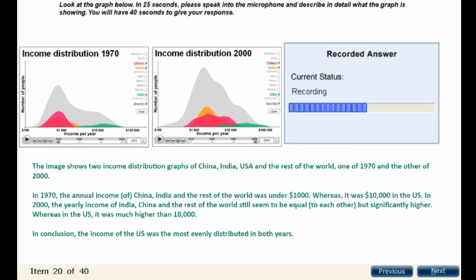In 2000, the yearly income of India, China, and the rest of the world still seemed to be equal but significantly higher, whereas in the US, it was much higher than 10,000. In conclusion, the income of the US was the most evenly distributed in both years.